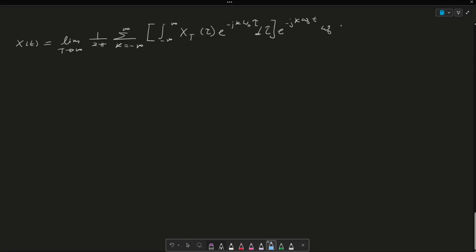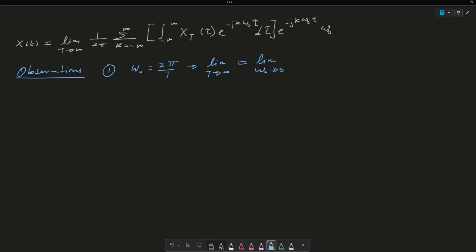Now, in order to simplify this equation and make it nice and clean, we want to do some observations. The first observation is that omega naught is equated to 2 pi over T. That means that if we take the limit as T goes to infinity, we're taking the limit as omega naught goes to 0.